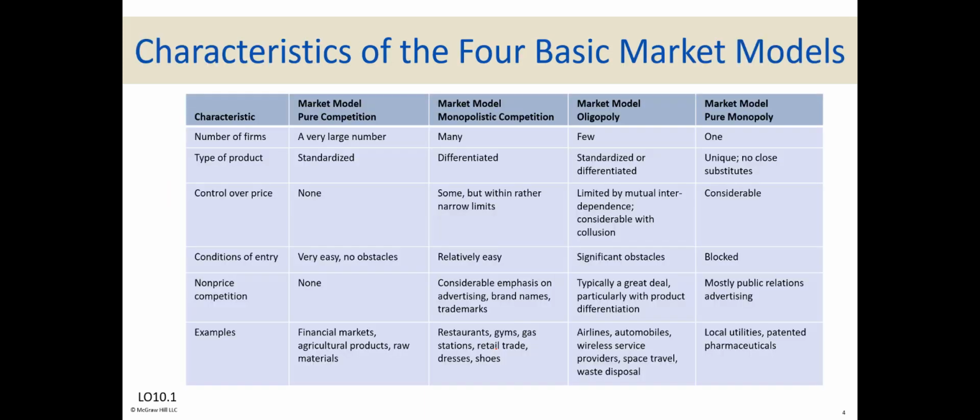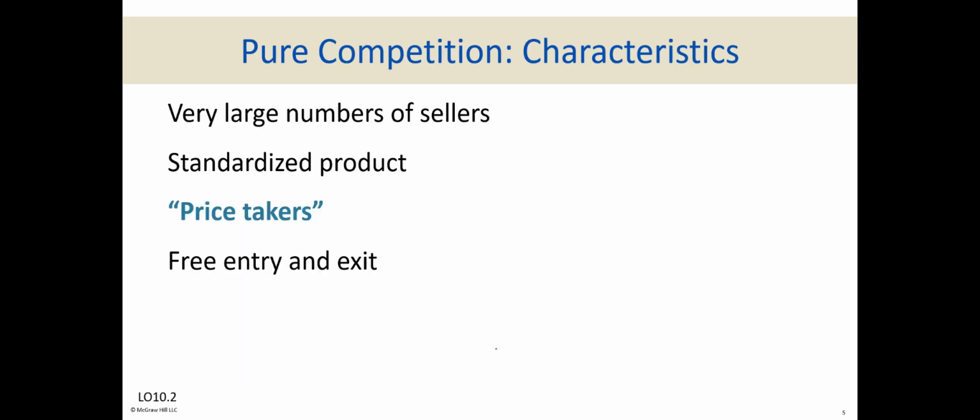So here you see this table, and this table shows the key characteristics of the four models. In pure competition, a large number of firms selling identical products, no control over prices, and easy market entry. In monopolistic competition, many firms, differentiated products, and they have some pricing power. In oligopoly, a few firms with significant control over prices, and in monopoly, a single firm dominates the market with unique products and strong barriers to entry.